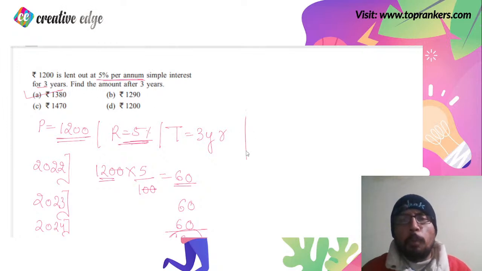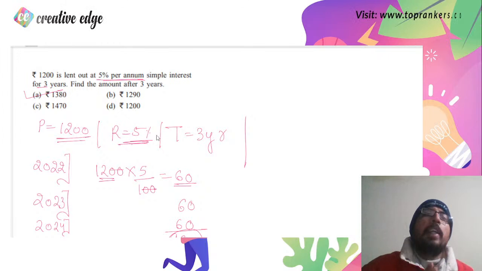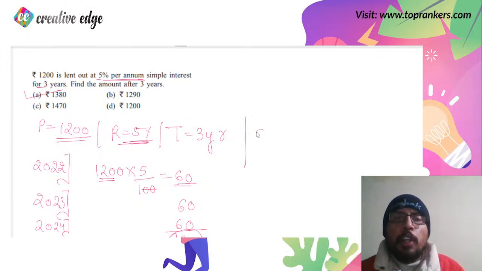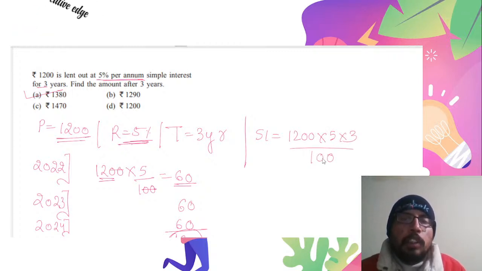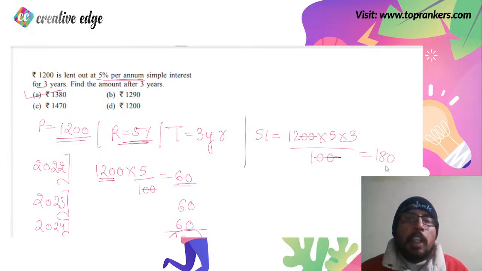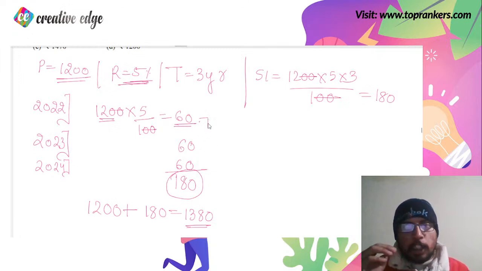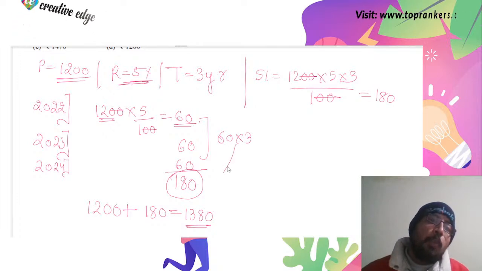We all know how to use the formula. In this question, I wanted to tell you the mathematical meaning of what exactly interest is. Basically, if you were to find it, you will simply use the formula P into R into T upon 100, that is 1200 into 5 into 3 upon 100. So 12 into 5 is 60, 60 into 3 is 180. That is what we did, 60 plus 60 plus 60, that means 60 into 3, that is 180.